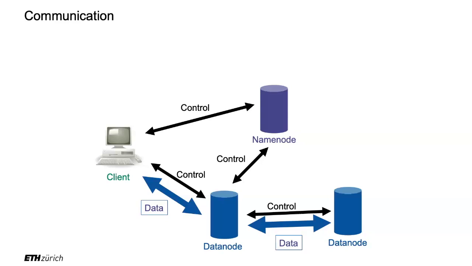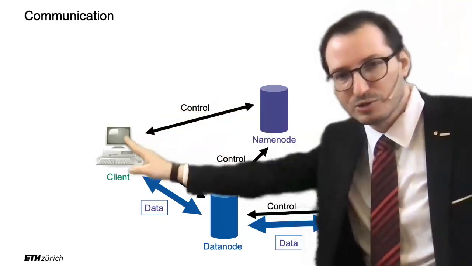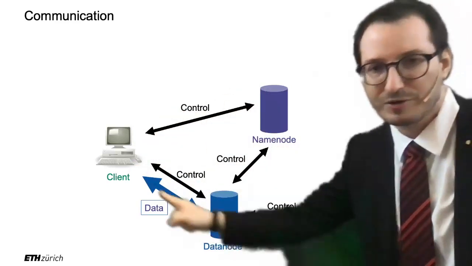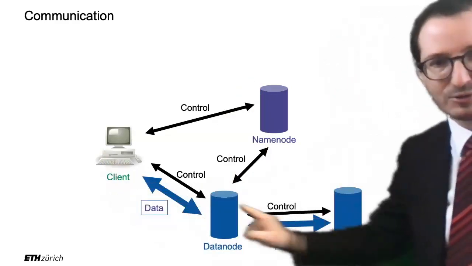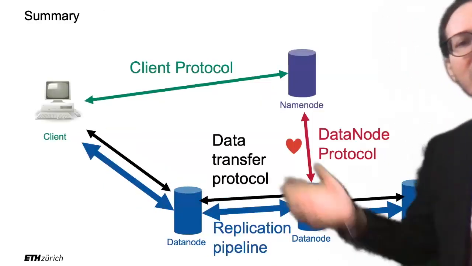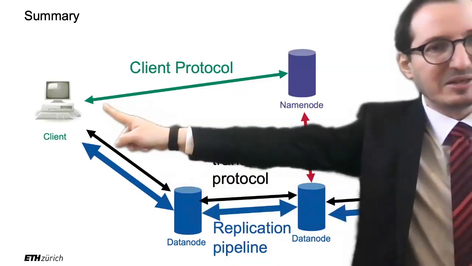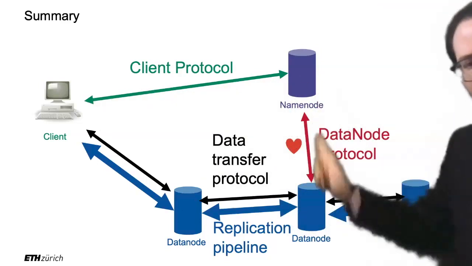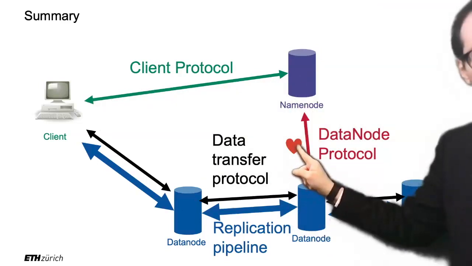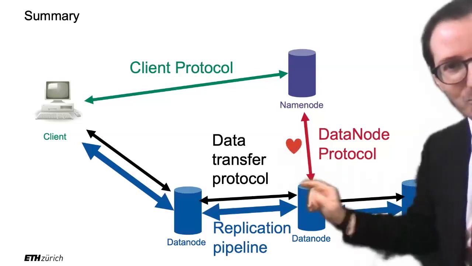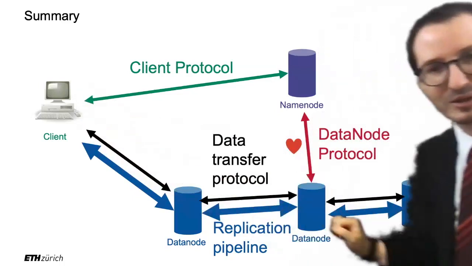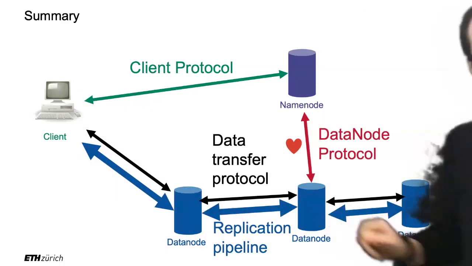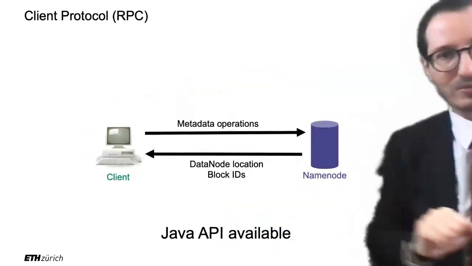Everything that is in a black arrow is called control. It means that there is no data flowing in there. It's only talking with each other. The data, meaning the blocks, flow over these channels here, over the data nodes to the clients. So this is the same thing, just with the name of the protocol. This is called the client protocol. This is called the data node protocol. You'll see why I put a heart in there. It's not only that I love HDFS, there is a reason why I put a heart in there. Then there is the data transfer protocol that orchestrates the communication here, and this is called the replication pipeline, as we will shortly see. So let's start with the client protocol right there.